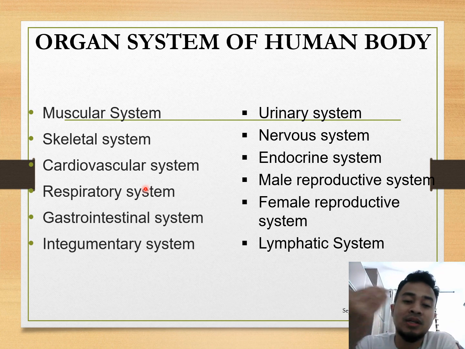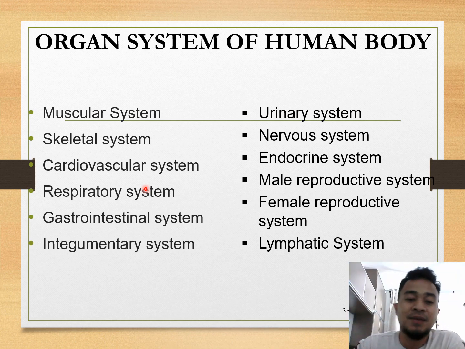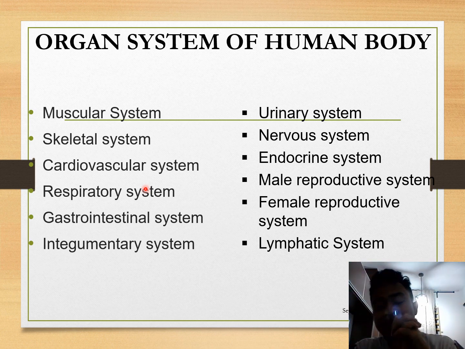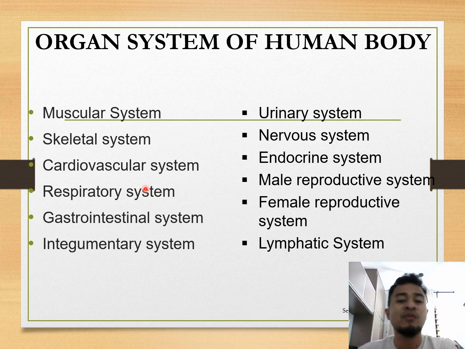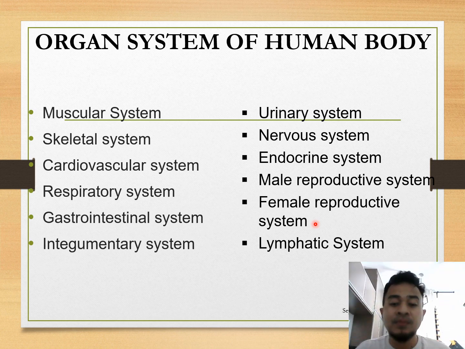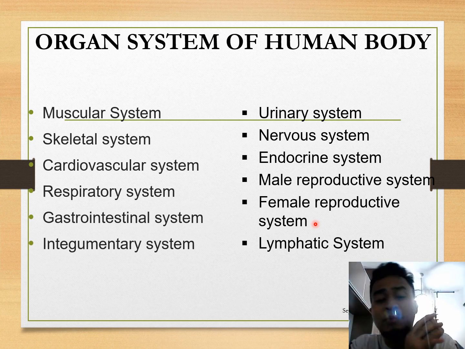This is mainly about the gas exchange in our lungs. Gastrointestinal, this is what we eat and then what goes out. And then the integumentary system. These are a few things that we will go through. Besides that, this is just for your information. We do have other types: urinary system, nervous system, endocrine system, male reproductive system, female reproductive system. These we can actually cram under the reproductive system.